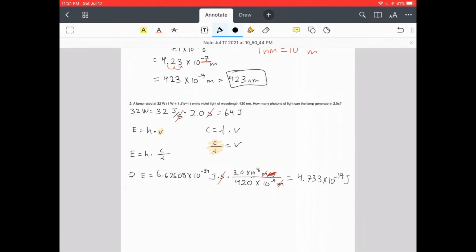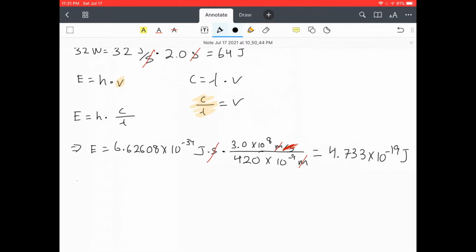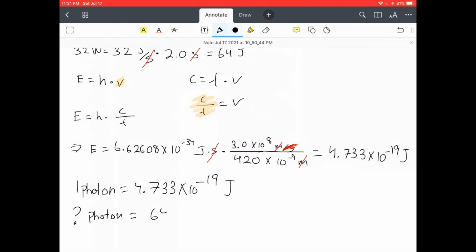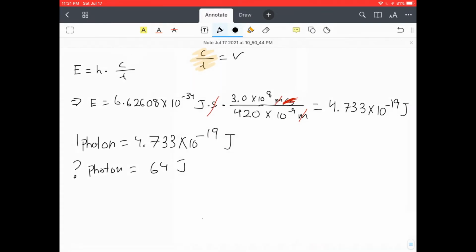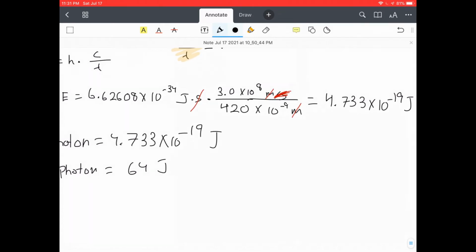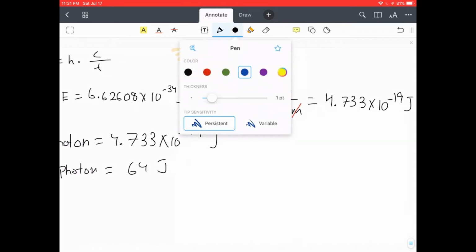So if one photon can give off 4.733 times 10 to the negative 19 joules, then how many photons can give off 64 joules? And so this looks an awful lot like a proportion, and that's exactly what I'm going to do. So here I'm just going to write it off to the side right here. I'll do the proportion in blue so that's easier to see.